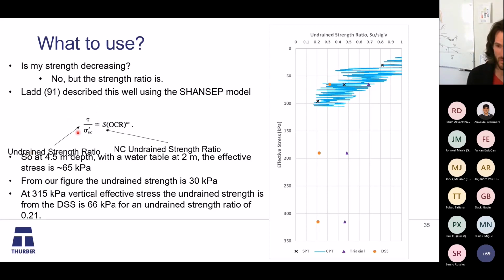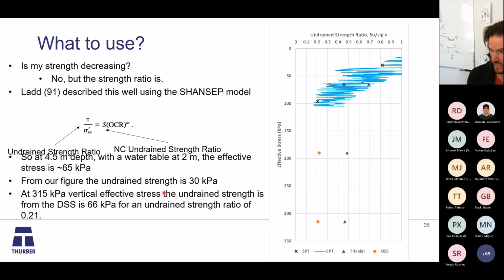So what he's saying is the undrained strength ratio is the normally consolidated undrained strength ratio, and then it's related to that based on how overconsolidated you are. So if we look at 4.5 meters depth, water table at 2 meters, effective stress is about 65 kPa. If we look at the figure, this works out to about 30 kPa. Like if we put it through here, we've got overconsolidation 100 divided by 65. It tells us undrained strength about 30.